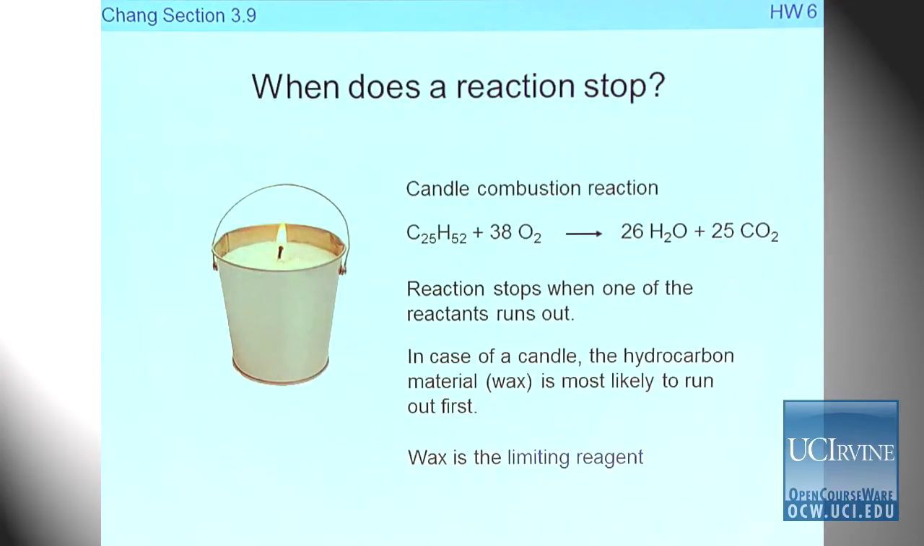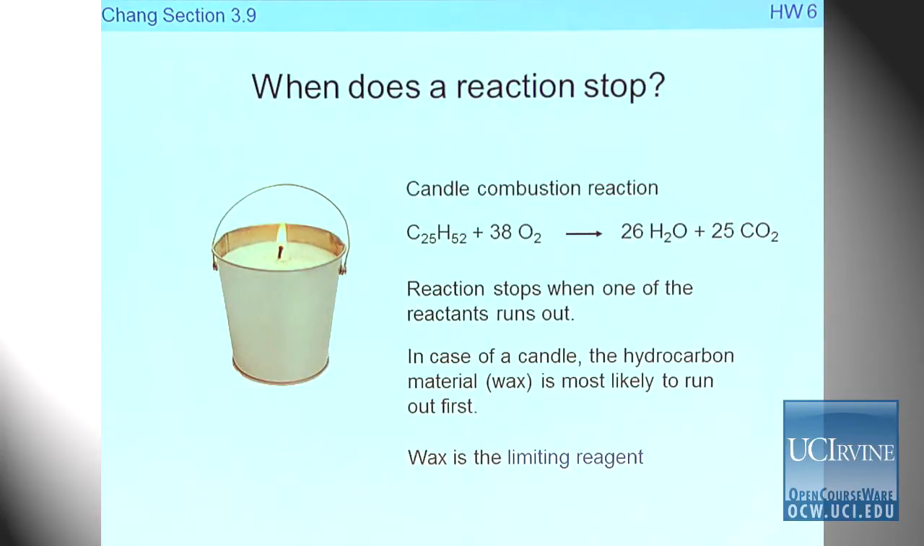Okay? So the wax in this thing is called the limiting reagent. And that is something we're going to talk about right now. So the limiting reagent is that reagent that is running out first, and hence will stop the reaction. And because it's running out first, it will also determine how much product you will form.